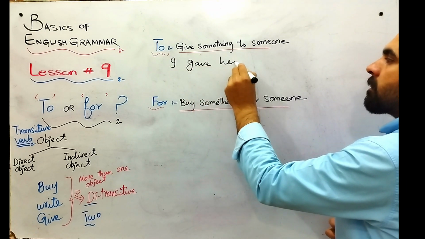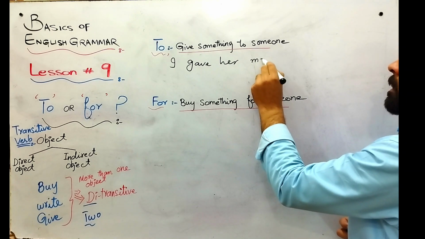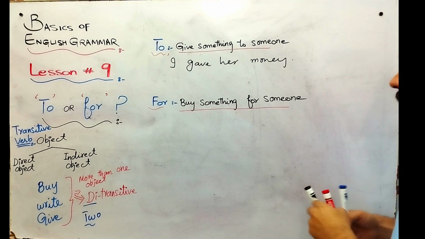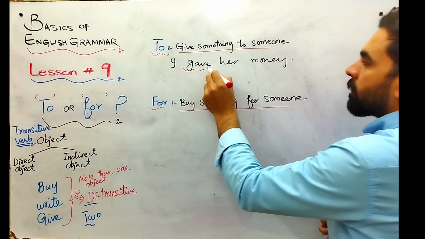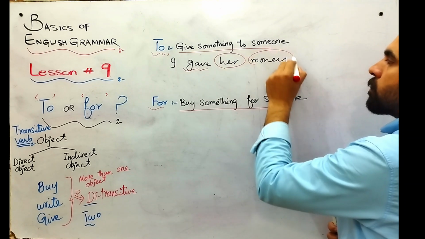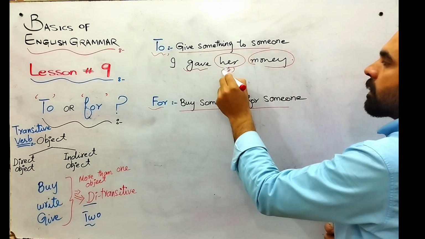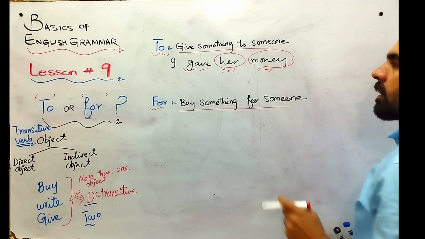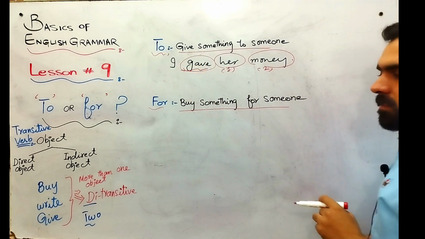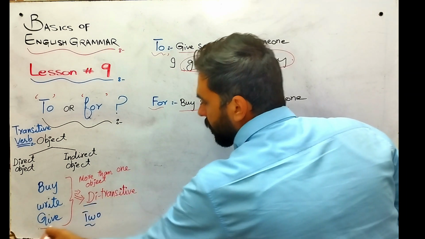For example, if I say, I gave her money. Now you can say this is a verb and it contains two objects. This is an object and this is another object. So this verb would be called a ditransitive verb, as I have just written here.